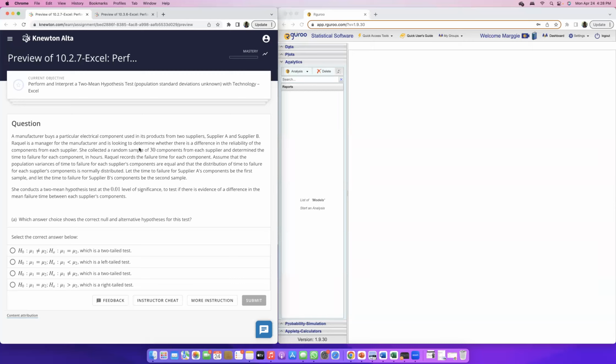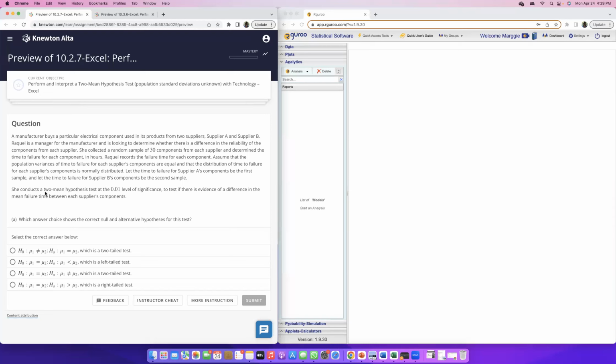She collected a random sample of 30 components from each supplier and determined the time to failure for each component in hours. Raquel records the failure time for each component. We're going to assume that the population variances of time to failure for each supplier's components are equal, and that the distribution of time to failure for each supplier's component is normally distributed. We're going to let the time to failure for supplier A's component be our first sample, and the time to failure for supplier B's components be our second sample.